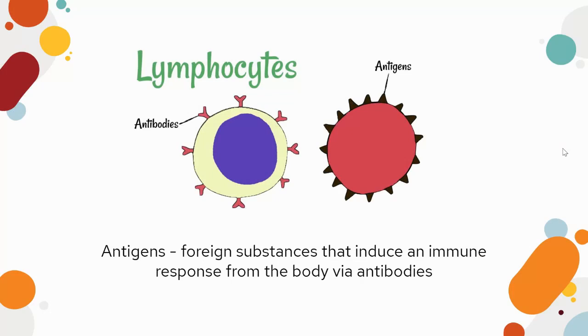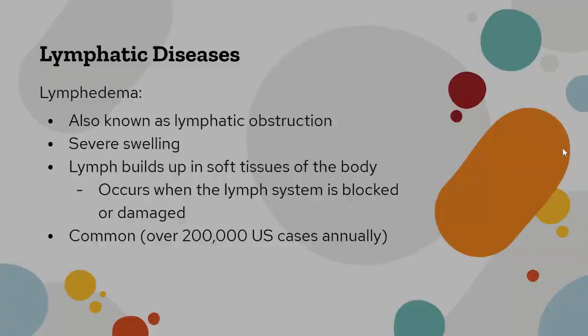Here you can see a lymphocyte. Antigens, which are foreign substances, induce an immune response from the body via antibodies, as seen in the picture. When the lymphatic system comes into contact with antigens, antibodies are produced, thus inducing an immune response from the body.